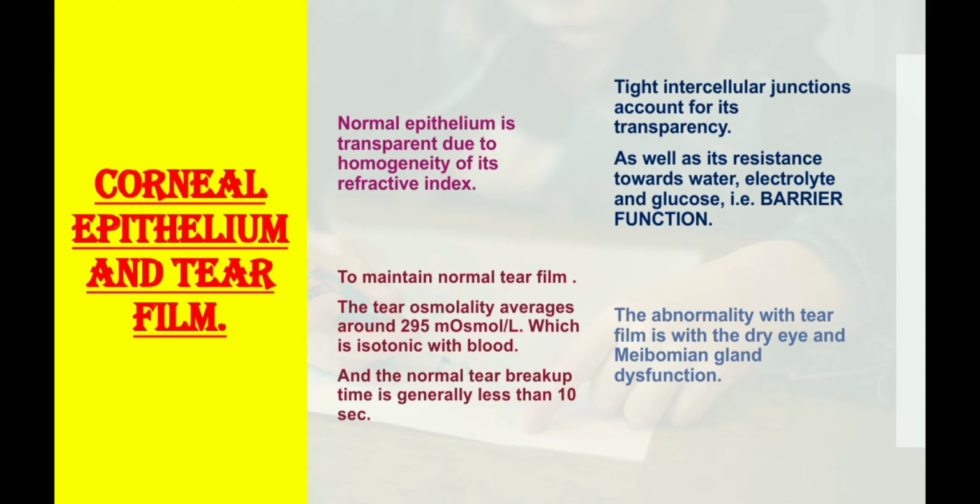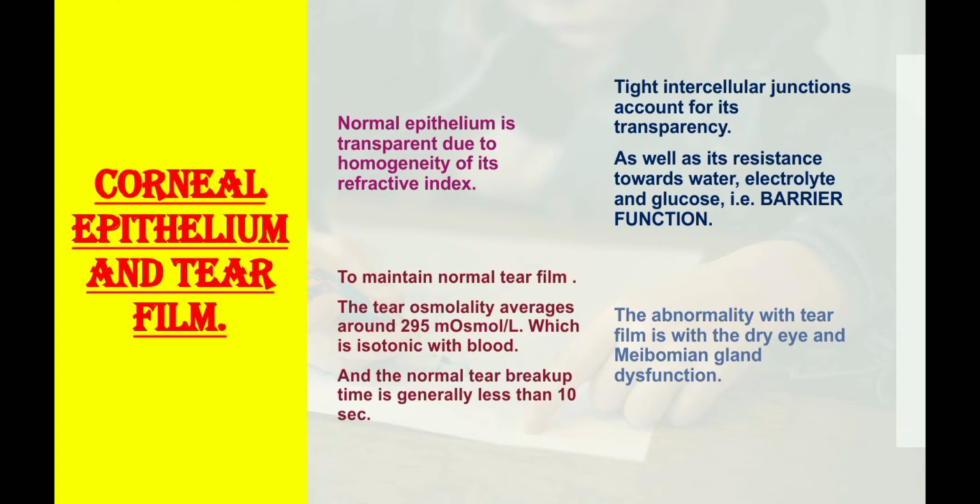If it gets disturbed, it will be lesser or more than 295 microosmol per liter, which is not isotonic with blood. But if it is 295 microosmol per liter, then it is isotonic with blood, which maintains the corneal transparency. And the normal tear breakup time is generally less than 10 seconds. If the tear breakup time increases or decreases, then it causes a decrease in corneal transparency to some degree.